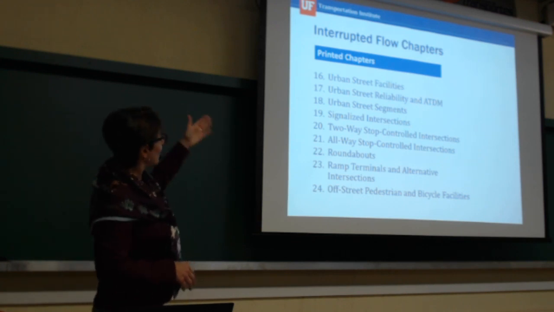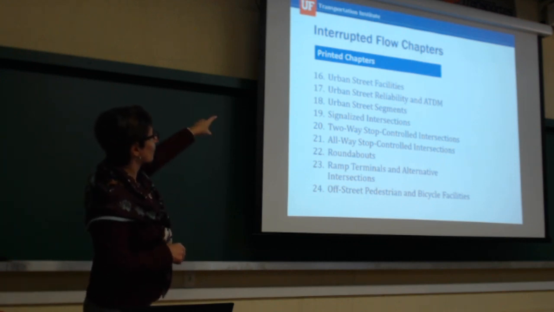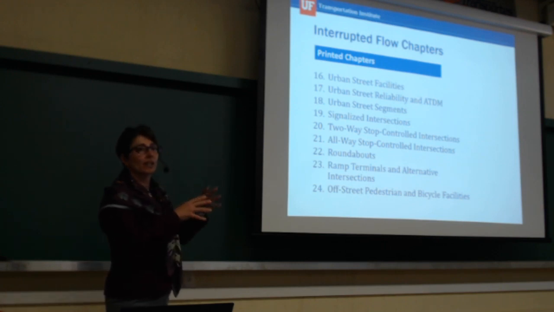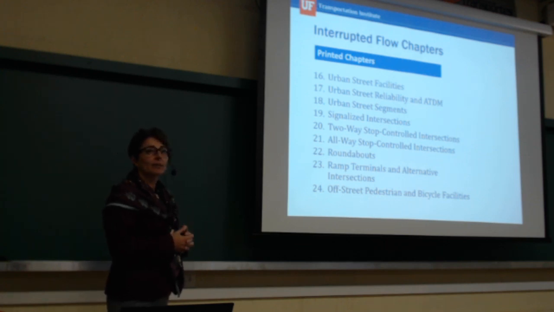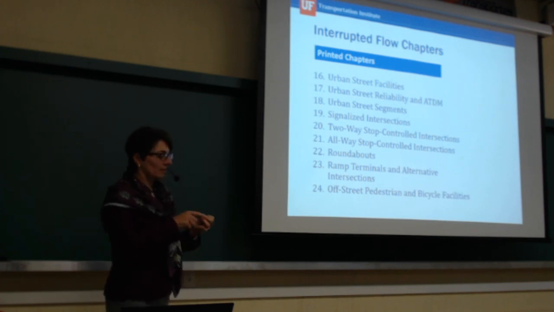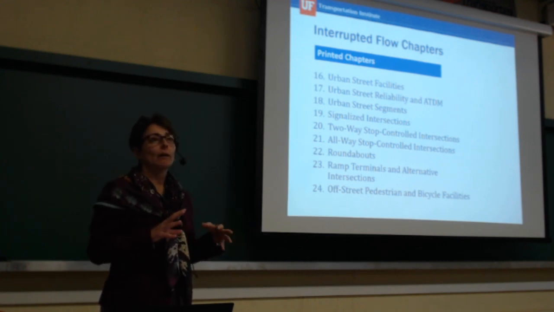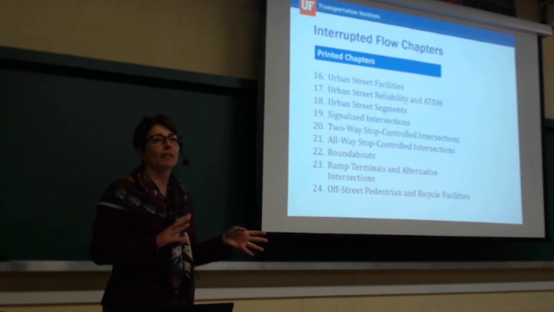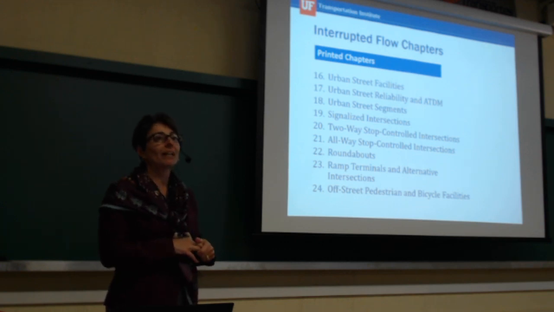So the list here shows the chapters under interrupted flow. It starts with urban street facilities that look at longer segments. There's a reliability evaluation also for urban streets. And then we have the signalized intersections, roundabouts, and stop control intersections, which are the analysis chapters that have been there for a longer amount of time. There's been a lot more multimodal tool development within the interrupted flow, and I'll talk a little bit about that.